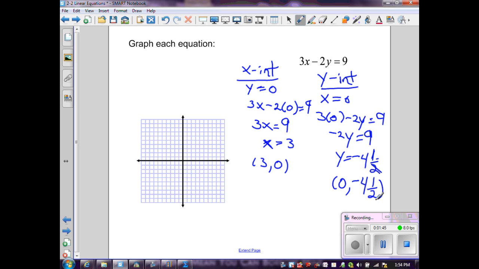Now I just plot the points. 3, 0, 1, 2, 3. And 0, negative 4 1/2. 1, 2, 3, 4 1/2. Then I connect with a line. By looking at the graph, this has a slope that is positive because it's increasing from left to right. I also could have used this and solved for the y value and created a slope-intercept form and graphed, or created a table and generated the same solution.